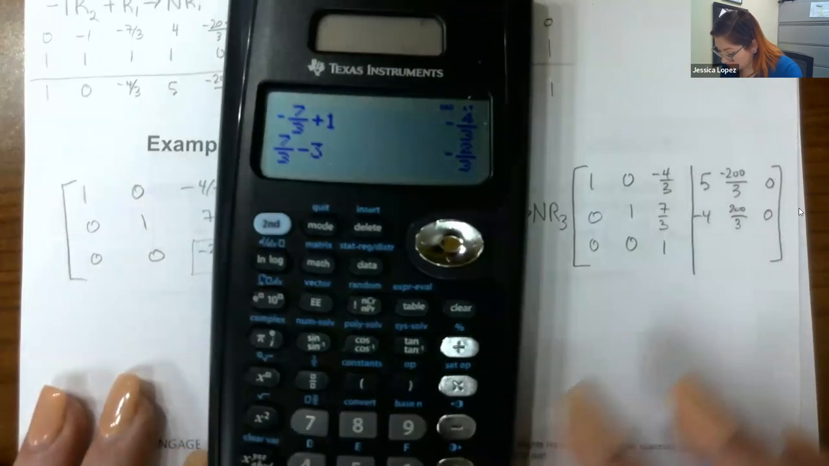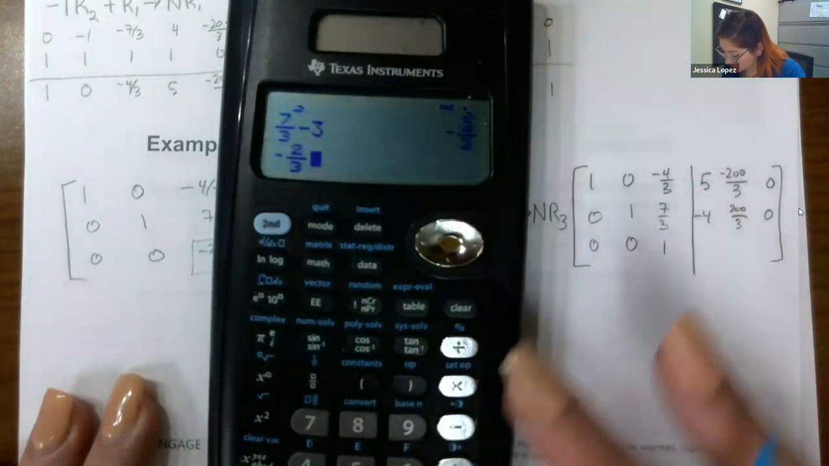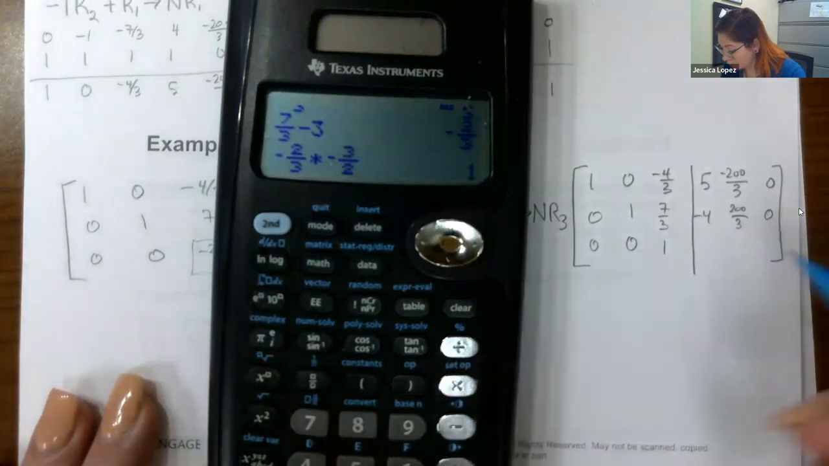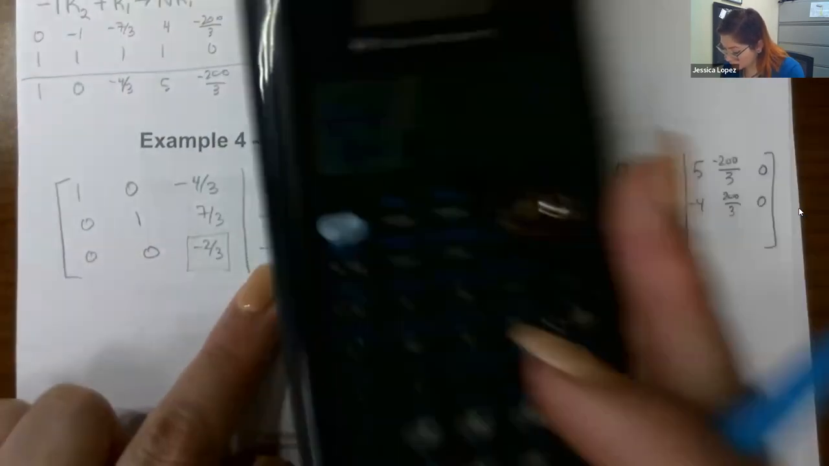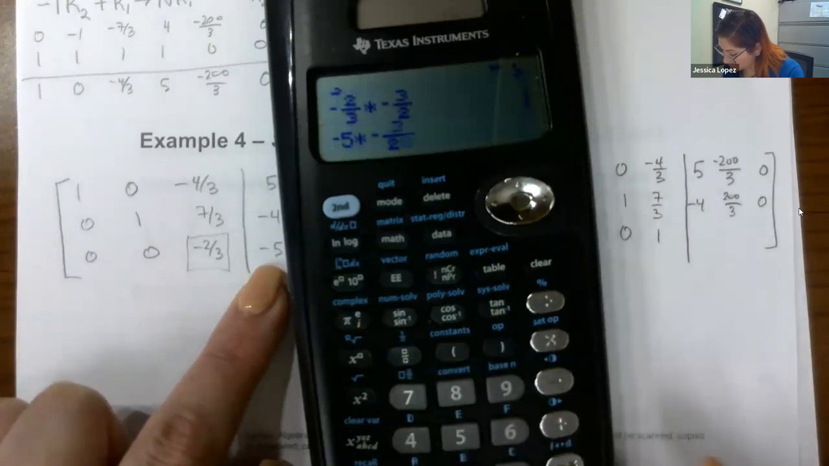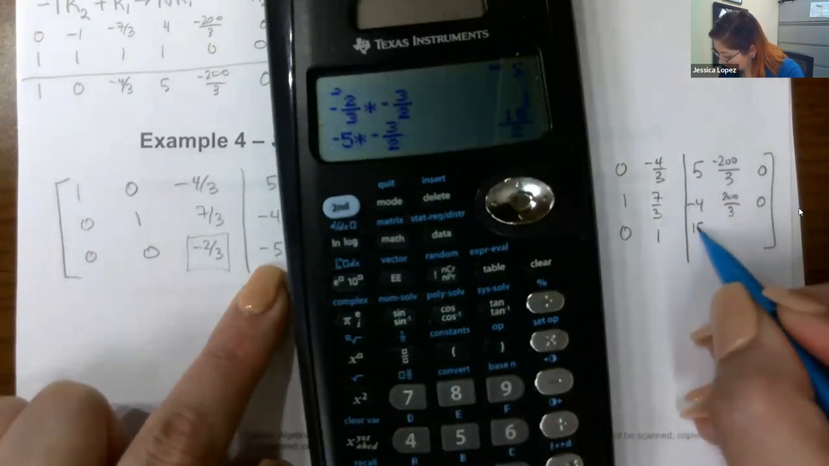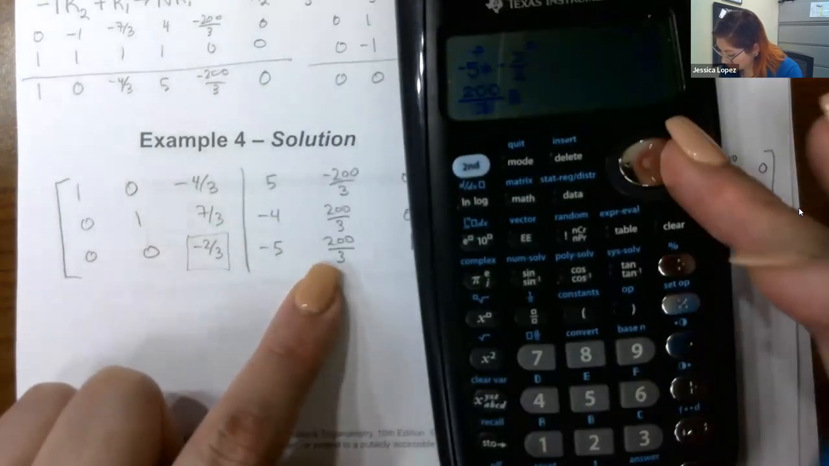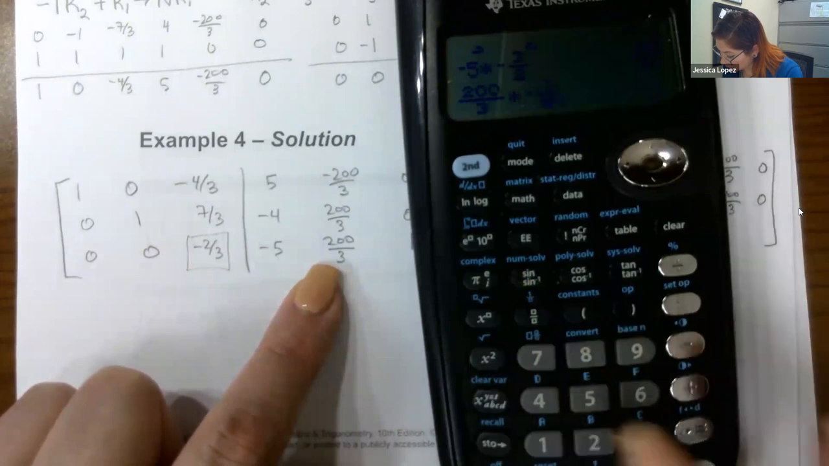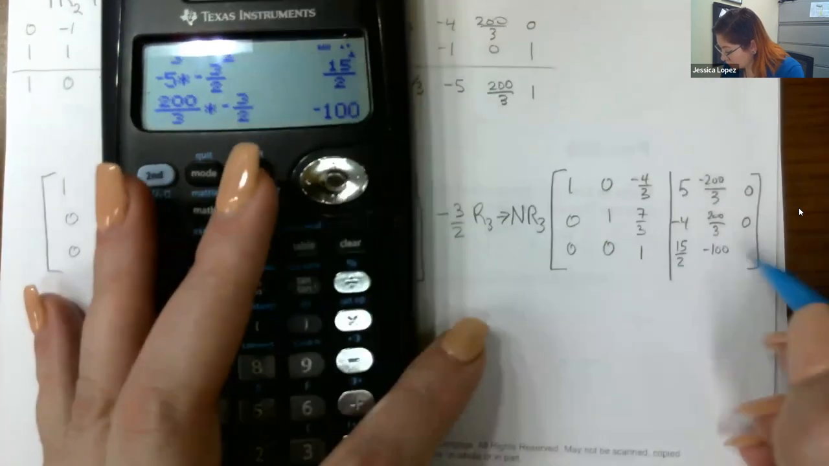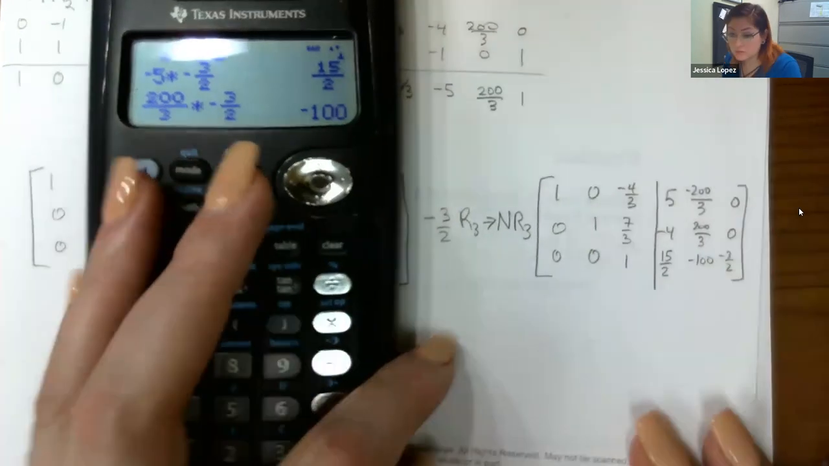If you don't know for a fact, just do it in your calculator. Times negative 3 over 2, and you get 1. Then I'm going to do negative 5 times negative 3 over 2. I get 15 over 2. I'm going to do 200 over 3 times negative 3 over 2. I get negative 100. And then 1 times negative 3 over 2 is negative 3 over 2.